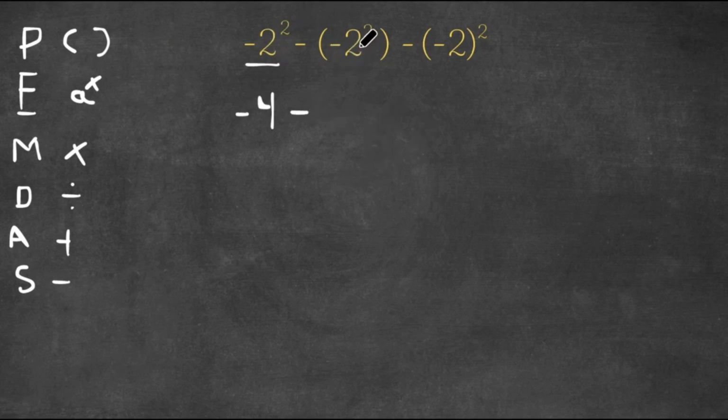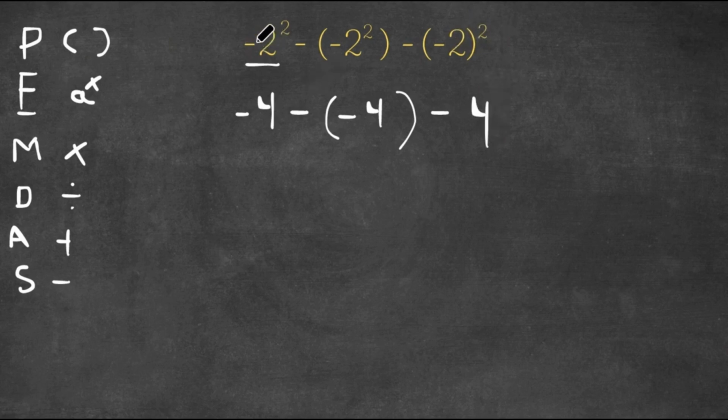So now we have minus. Now let's do this one. So negative 2 squared. Well, as we already know, negative 2 squared is negative 4, right? So this would be negative 4 minus, now we have negative 2 squared. And, well, remember, both 2 and negative 2 squared, they're both equal to positive 4. So now this would equal 4.